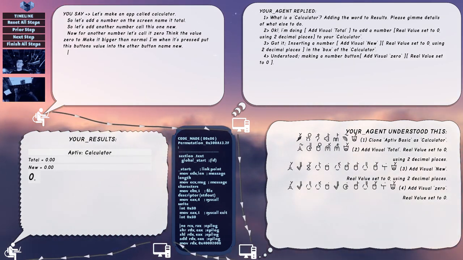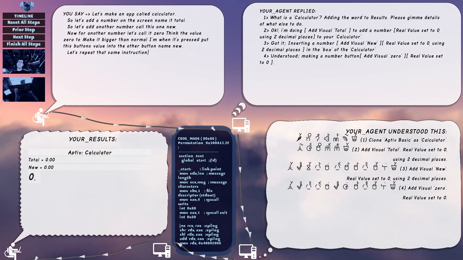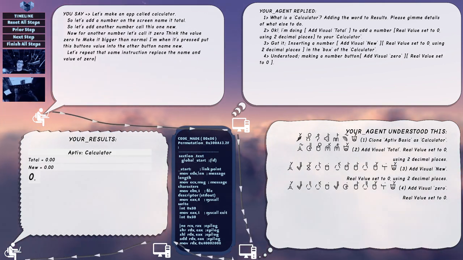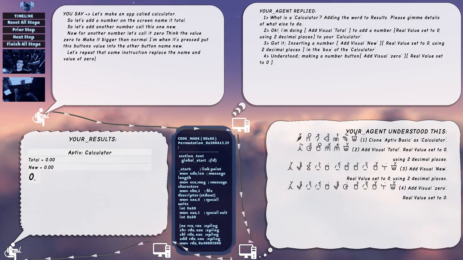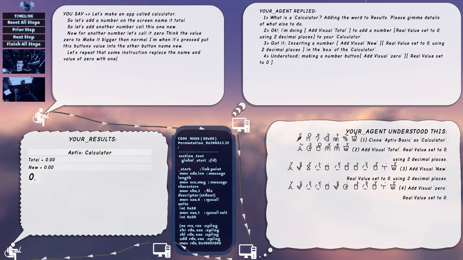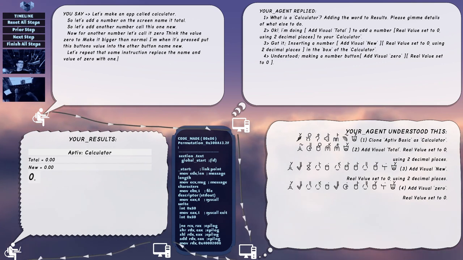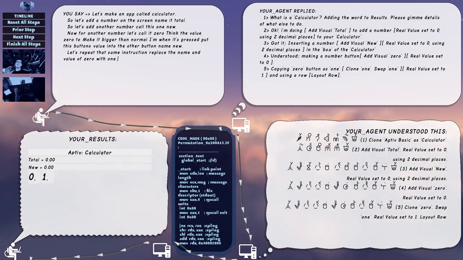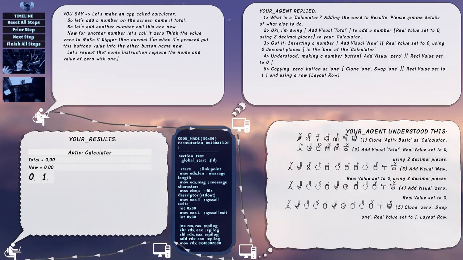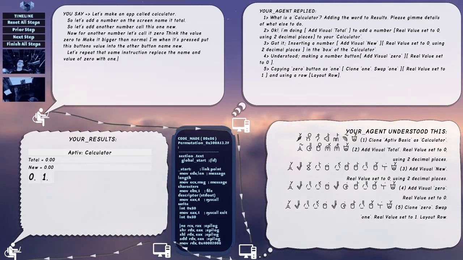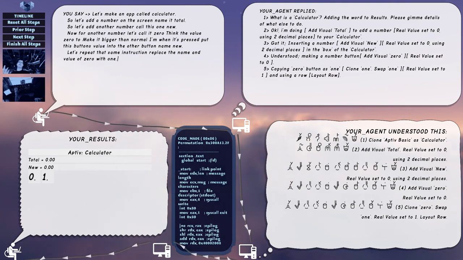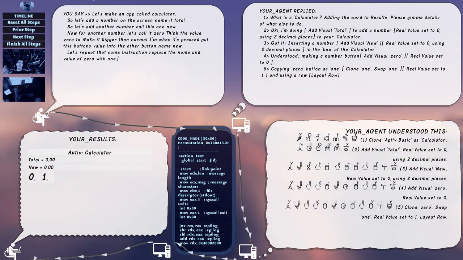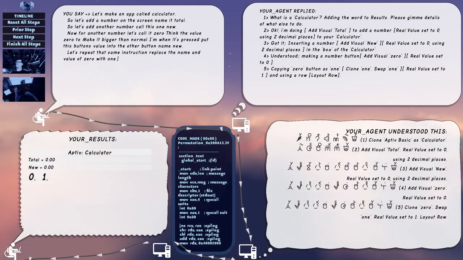Let's repeat that same instruction, but replace the name and value of 0 with 1. Full stop. Do it. Copying 0 as 1. So this works because we're literally reissuing the previous command with those simple changes. This example would be less detailed, using maybe a single sentence that loops 0 to 9, but we'll save that for next time.